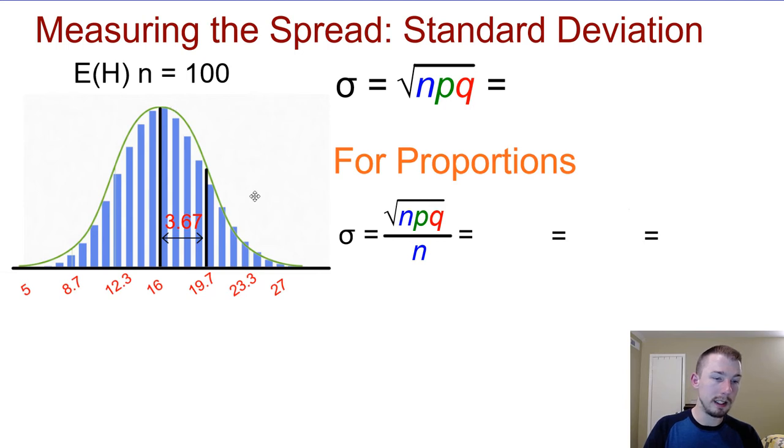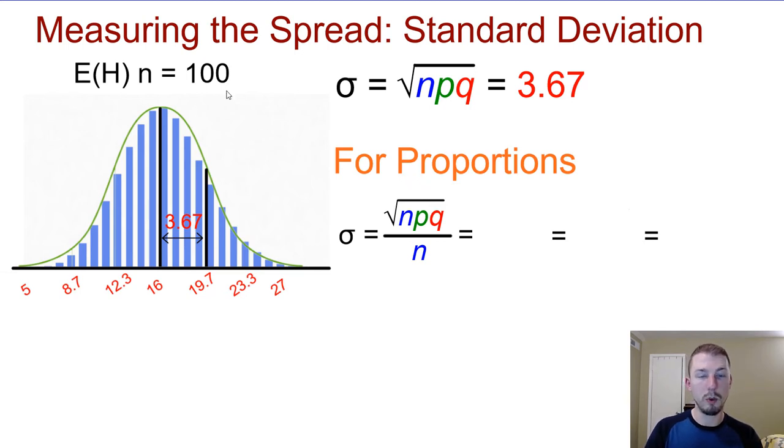So if we were expecting 16 successes, we found the spread before as N times P times Q, and we take the square root of that. Well, if we put that in the calculator, we'll get 3.67. Now, the difference is whenever we're talking about proportions, it's a percentage.